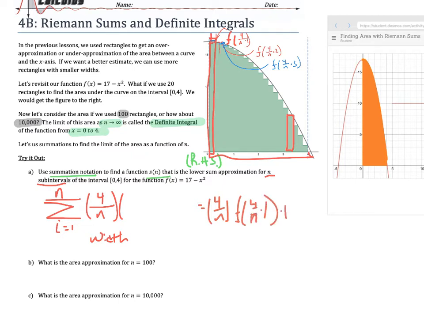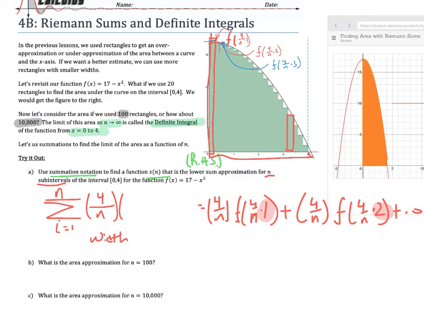Well, what's the next one going to be? It's going to be the same width, 4 divided by n, times f of 4 divided by n times 2, because we're going over 2 4/nths, okay? And then we'll continue that on. Well, notice what's changing here. The 1 is changing, the 2 is changing, and so on and so forth.